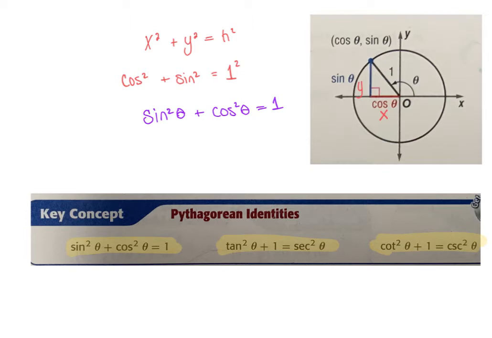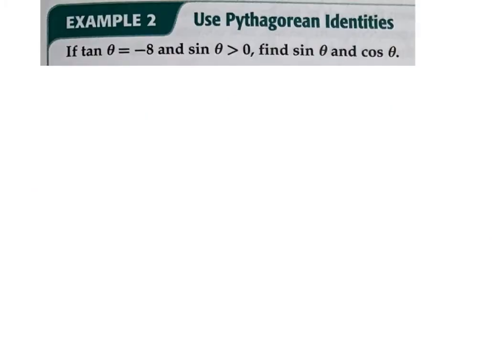These identities are based on the Pythagorean theorem. We will use them so often you will probably memorize them naturally, but I would say write them down and memorize them. They're based off of a squared plus b squared equals c squared, but you want to memorize them. Sine squared plus cosine squared is 1. Tangent squared plus 1 is secant squared. Cotangent squared plus 1 is cosecant squared. So let's look at how we use these.